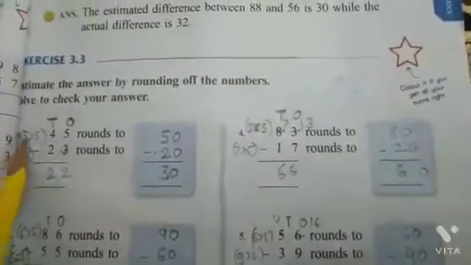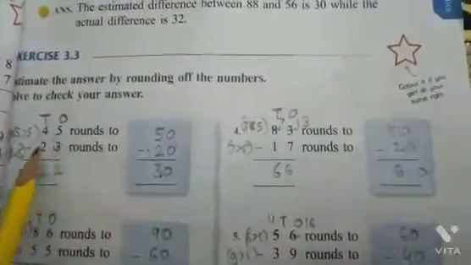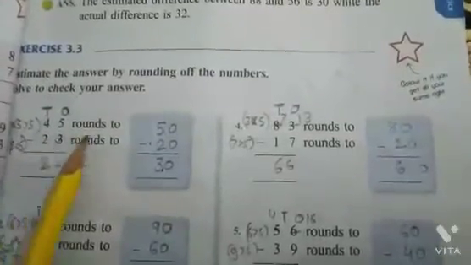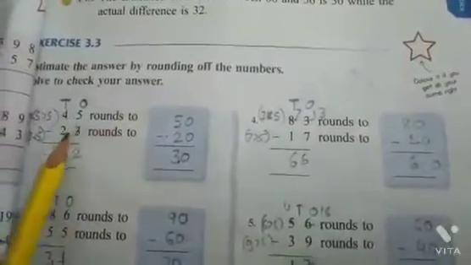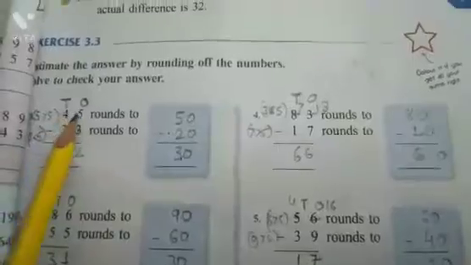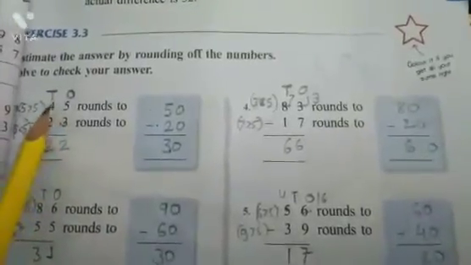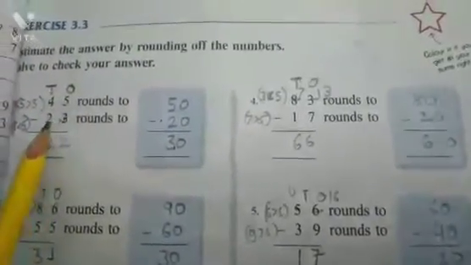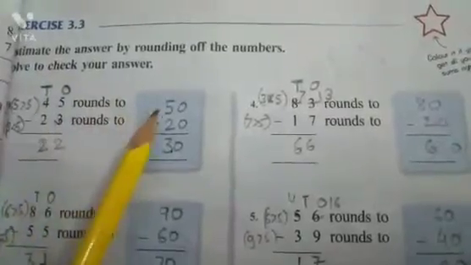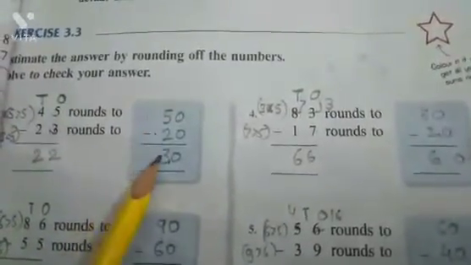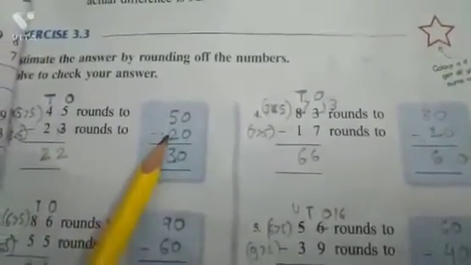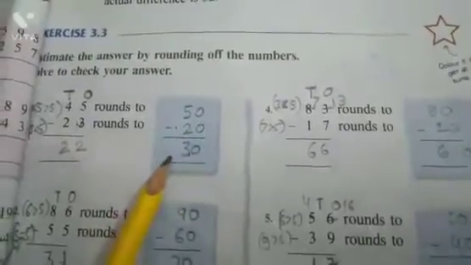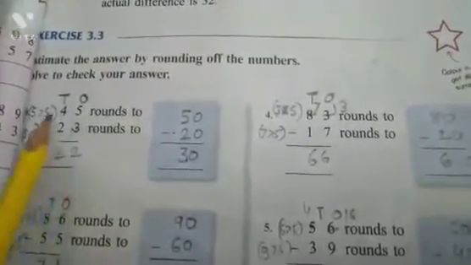First question, 45 minus 23. You have to subtract 23 from 45. Then you have to round off 45 and 23. You will get rounded numbers and then you have to subtract those rounded numbers. This way you have to do checking of the question.